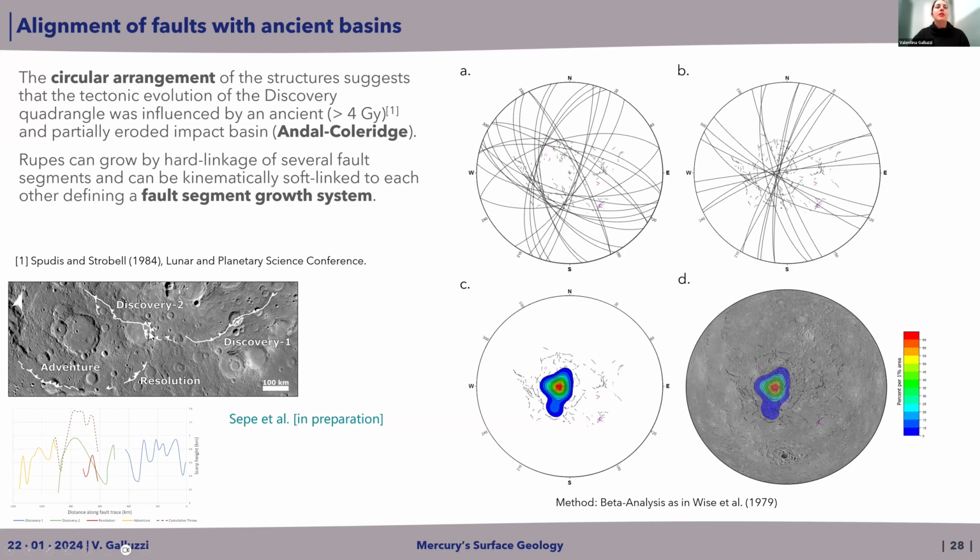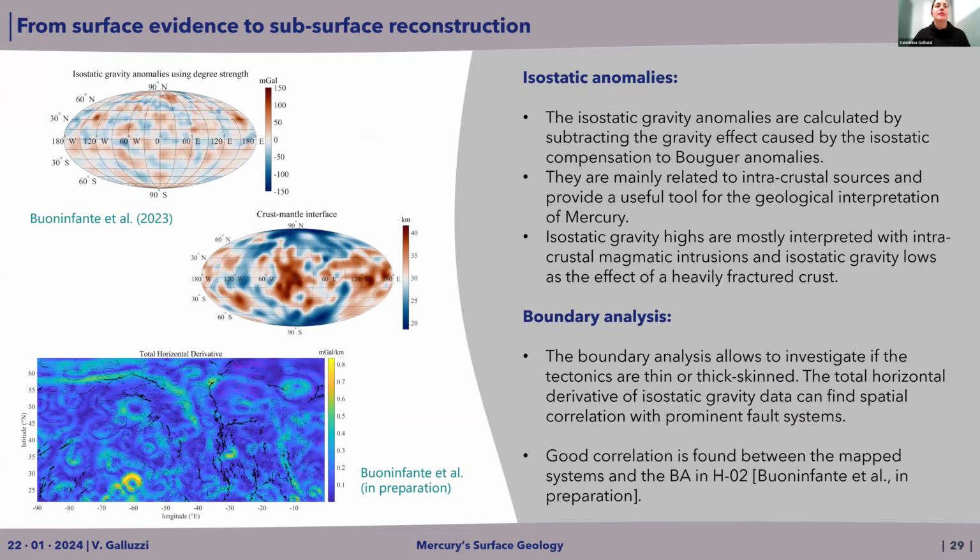Here, the global contraction exploited the ancient rings of this basin to use them as contractional planes. So we have an inversion of tectonics: the extensional rings of a basin were contracted and used as planes for the thrust faults that created the scarps around this basin. So ancient basins play an important role in the alignment of the faults around the planet.